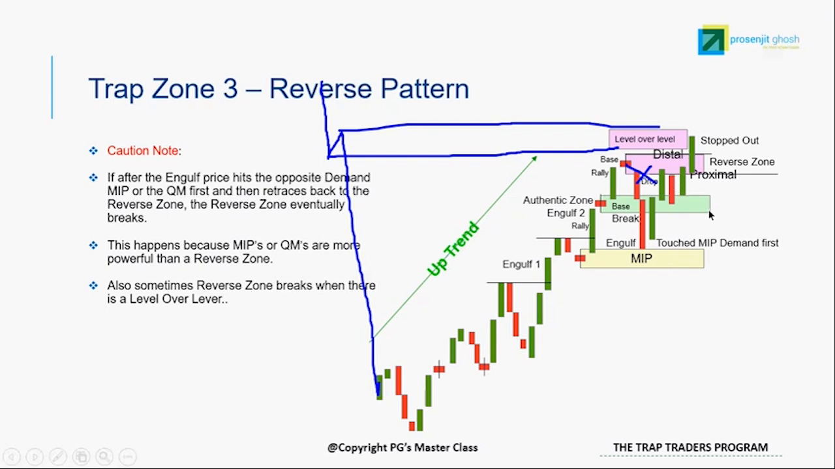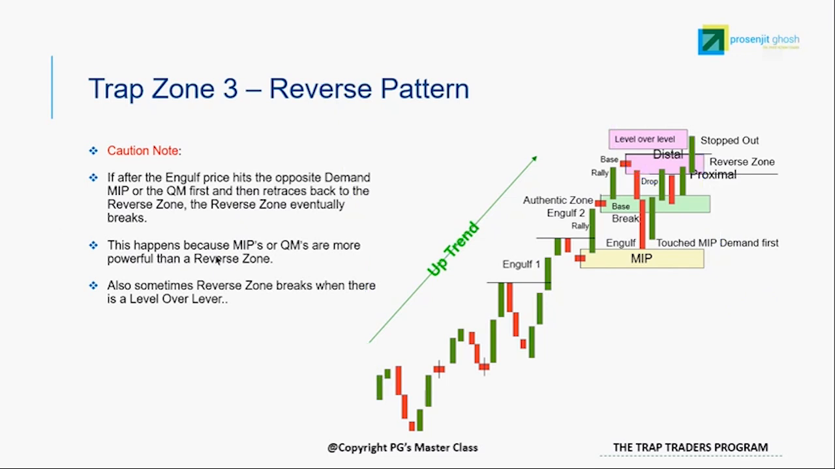This is so true. You will find this often in the charts, and price will go to the level over level and will drop. So this is a caution slide for you. If the price goes directly to the MIP and is now bouncing, that means the target for the reverse zone is done, and your reverse zone may break.